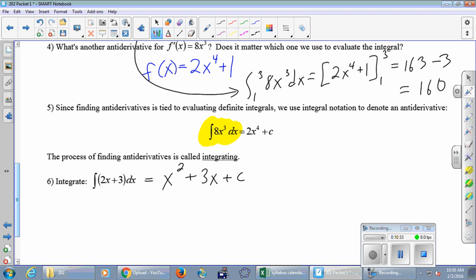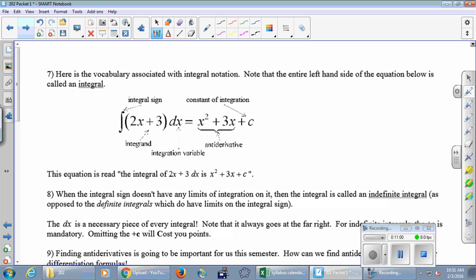Again, that symbol does not mean area. Looks an awful lot like the area symbol, but it means antiderivative. And honestly, the answers are fundamentally different. Look, the integral of 8x cubed dx from 1 to 3 was 160. This other symbol, which looks quite similar, the answer is 2x to the 4th plus c. Look at the final answers. They're nothing alike, right? 2x to the 4th plus c is one answer. 160 is another. Really, really different, even though the symbols are quite similar.